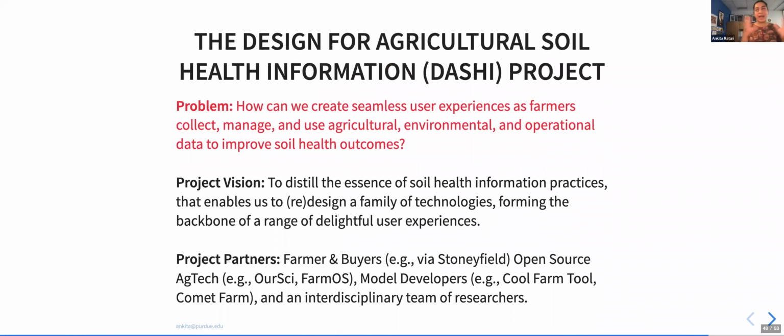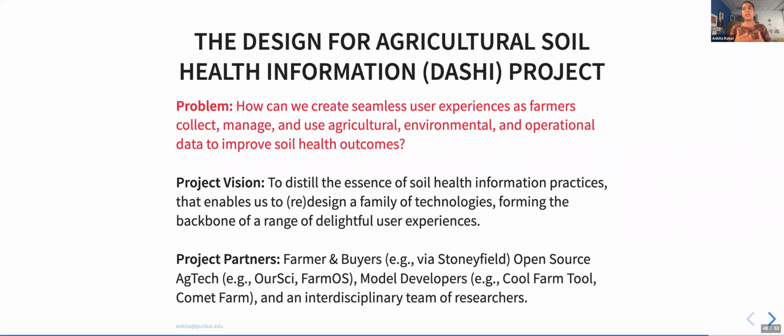If we zoom out back to that soil health space, there's a project that we just kicked off, the DASHI project, which focuses on design for agricultural soil health information. We're doing this with a whole bunch of different partners within a community of practice known as Open Team. In this particular work, we're working with farmers and buyers, open source ag tech model developers, and an interdisciplinary team of researchers.